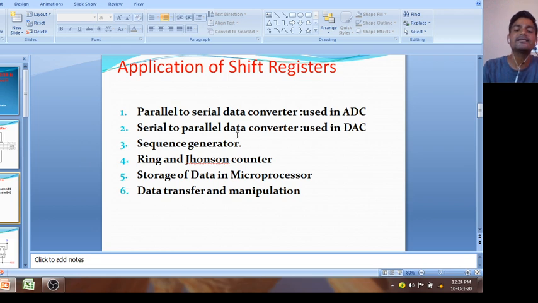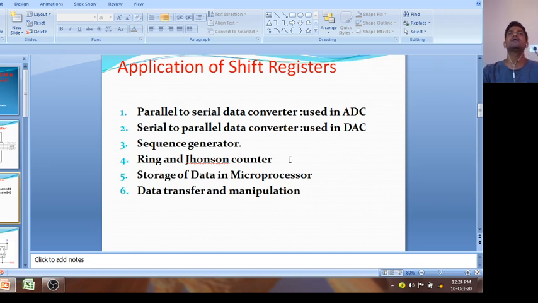Okay, next, sequence generator. When we use additional logic gates along with the register, it generates a pattern of zeros and ones, so you can use it as a sequence generator. Next, you can use it as a ring counter and Johnson counter. In the next video we will see ring counter and Johnson counter.